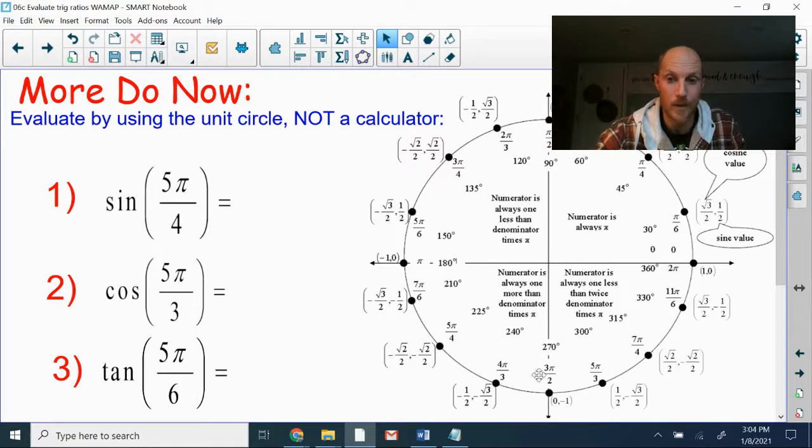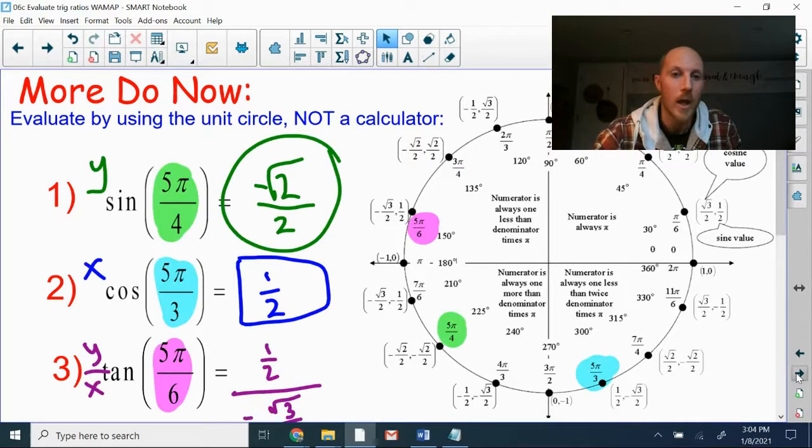Nice work finishing up the rest of the Jackson 5 song on your own. Also, a nice job finishing the rest of the do now. Hopefully you came up with these same values. Sine of 5 pi over 4 is negative radical 2 over 2. Cosine of 5 pi over 3 is 1/2.